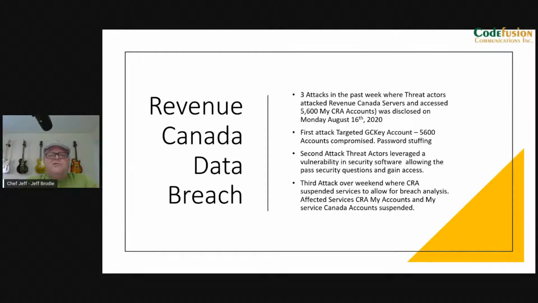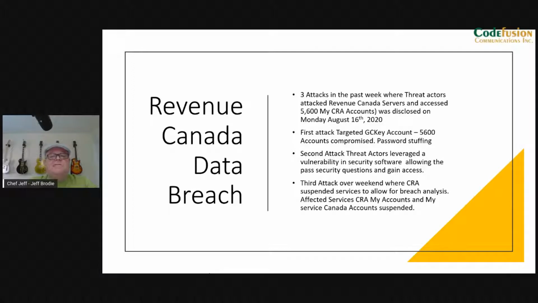And today we're going to be talking about the CRA data breach that occurred this past week and affected online services. The CRA, My Account, and the services were suspended. Let's go ahead and bring up the PowerPoint here. There were 3 attacks over the past week that rendered the CRA My Account and My Service Canada accounts suspended. So these 3 attacks took place.